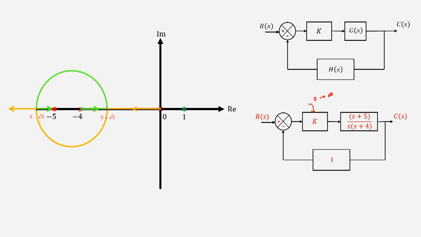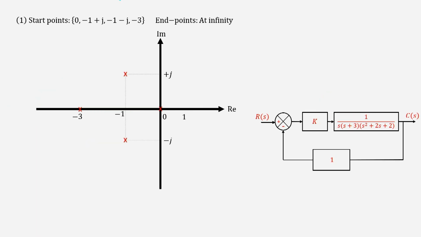So, today we will take another example and see how the root locus will look for that particular example. So, here is the system that we have. As soon as you have the closed loop system, the first thing that you should do is find out the open loop transfer function. So, the open loop transfer function in this case is given by 1 by s into (s plus 3) into (s square plus 2s plus 2). So, this is the open loop transfer function.